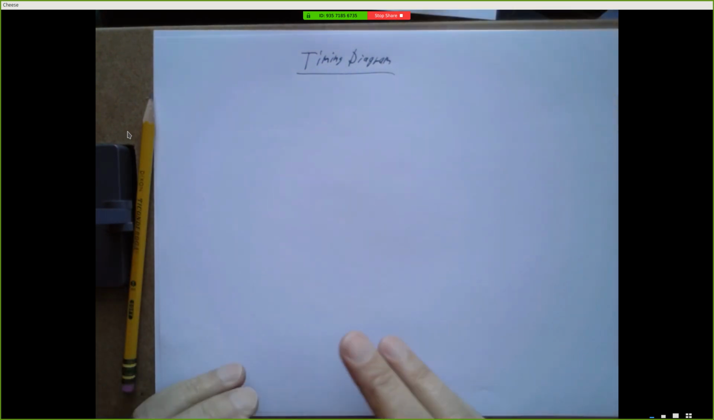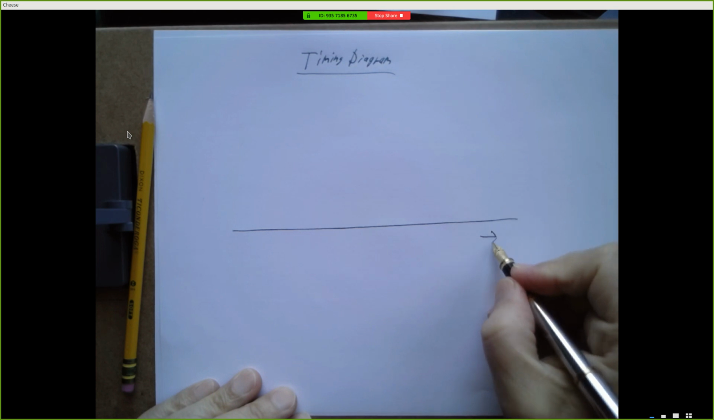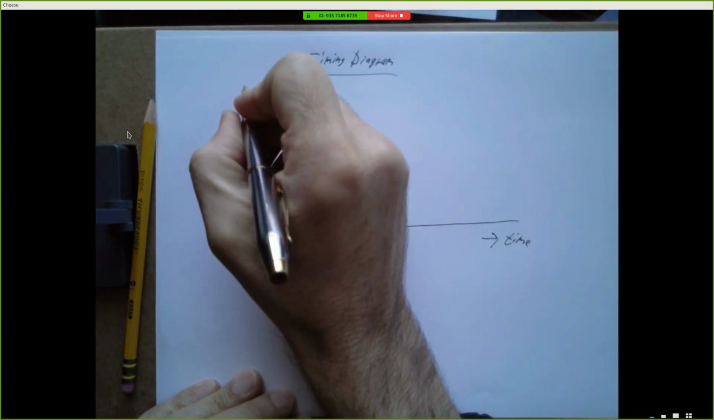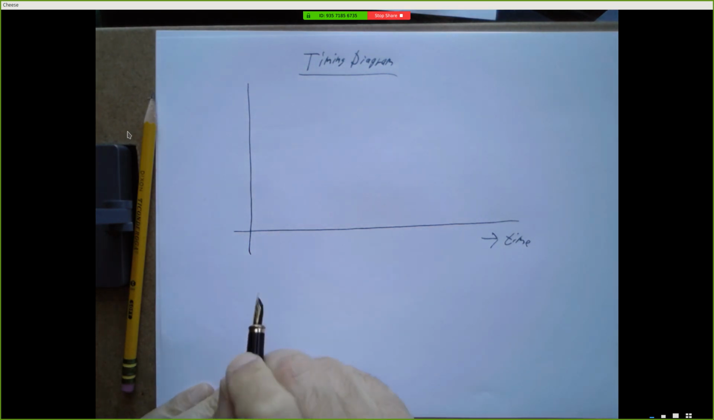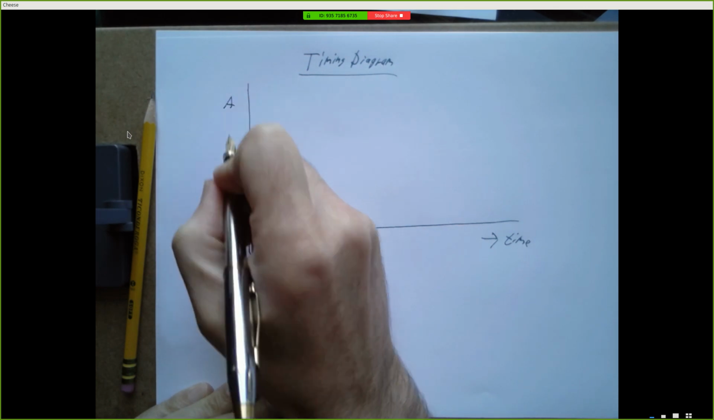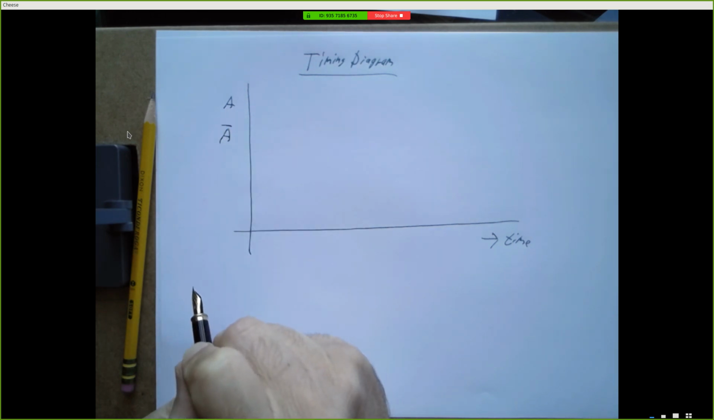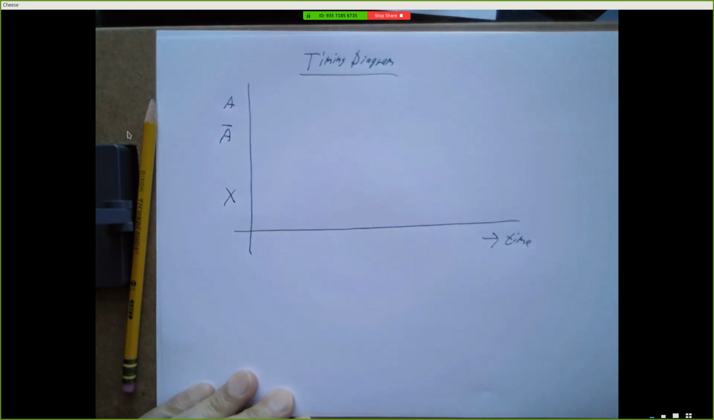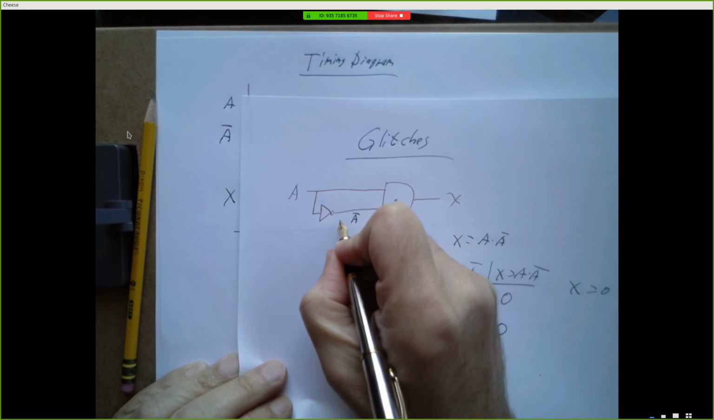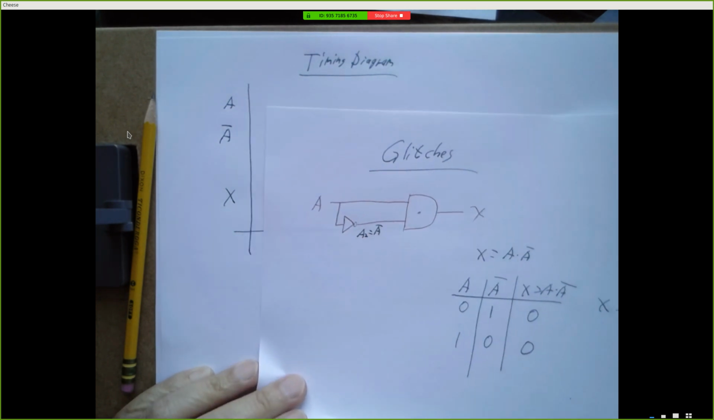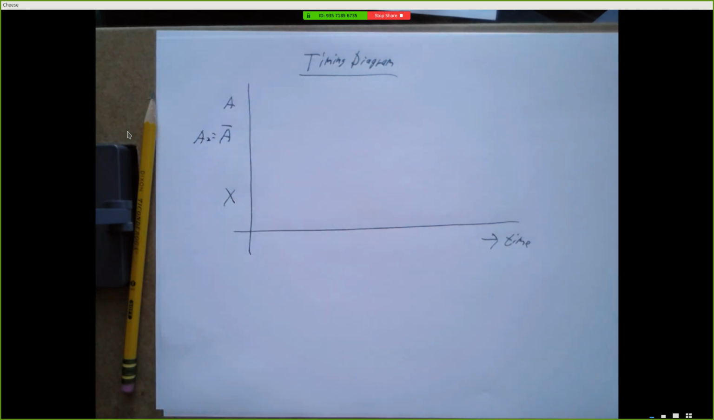It's a truth table that's stretched out across time. So we have an axis over here, which shows time. And we have a vertical axis on which we list different variables. For example, our input A, our output of the inverter, A bar, and our output of the circuit, X. So let me call this, you know, A2, which is equal to A bar, but it's the output of an inverter.